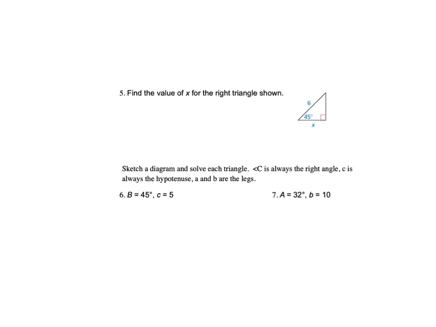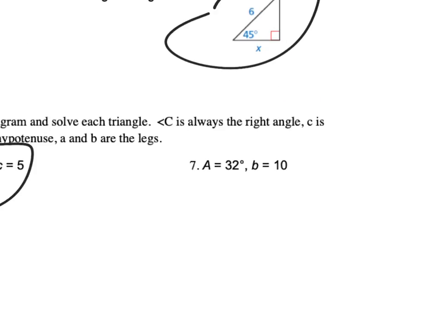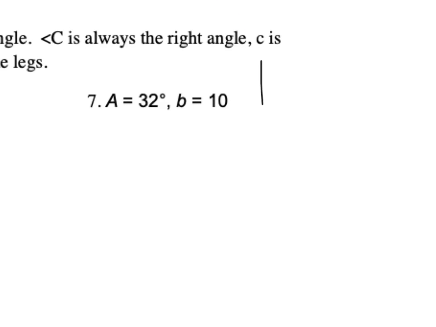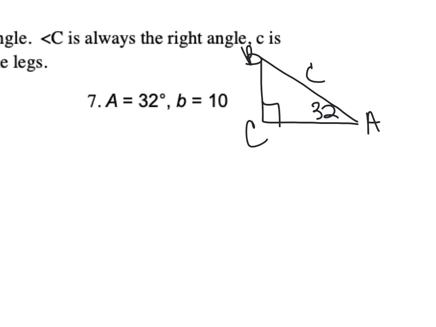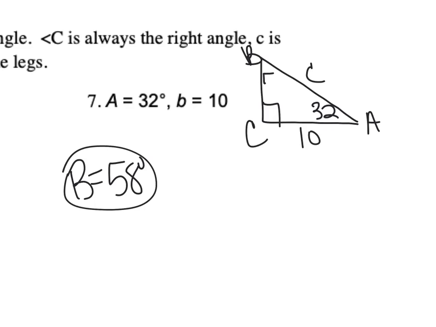Okay, and we are going to spend a little bit more time with 45, 45, 90 triangles later in the week, so we're not going to look at those. So if we have this right triangle here, down on the bottom, angle C is always the right angle, and angle A is 32 degrees, so we'll call this angle A, and here's angle B, which is the only one left. Side B is 10. If I need to find angle B, that's easy, that's just triangle sum. We already have a 32 degree angle, which means angle B is going to be 58 degrees. Okay, so angle B is 58.